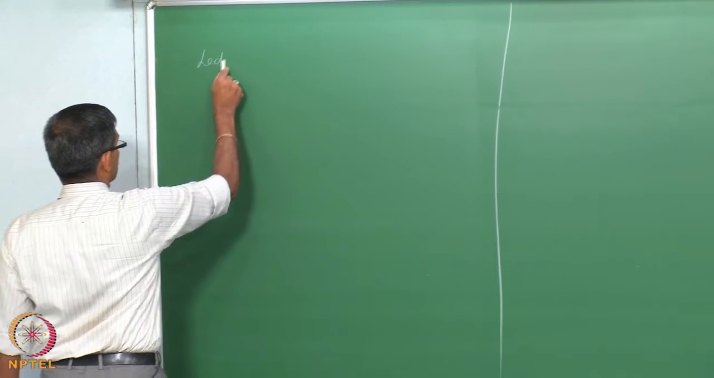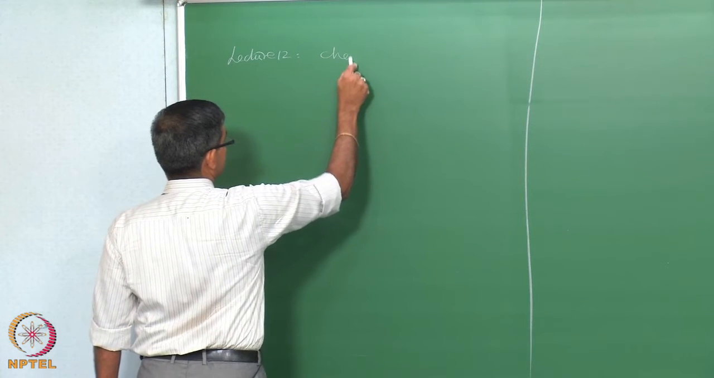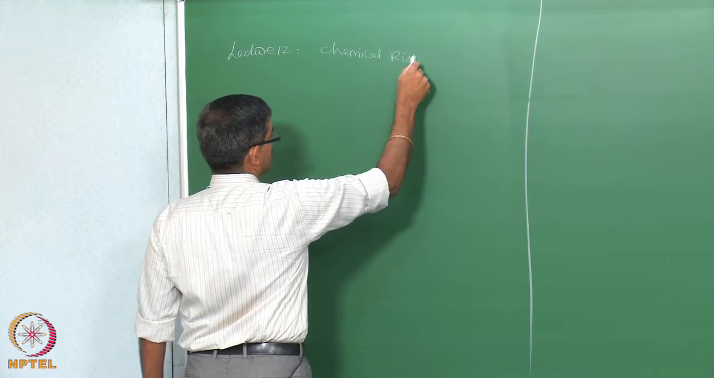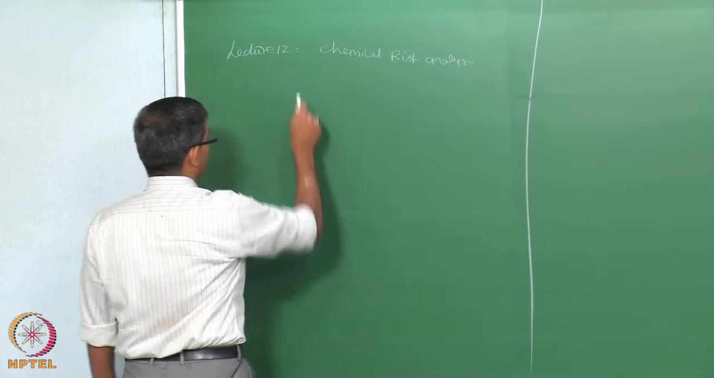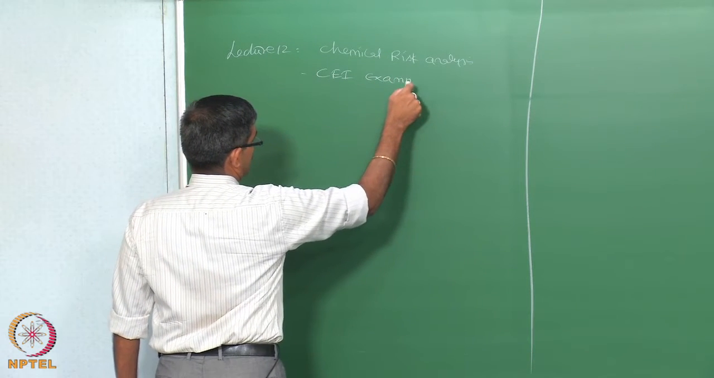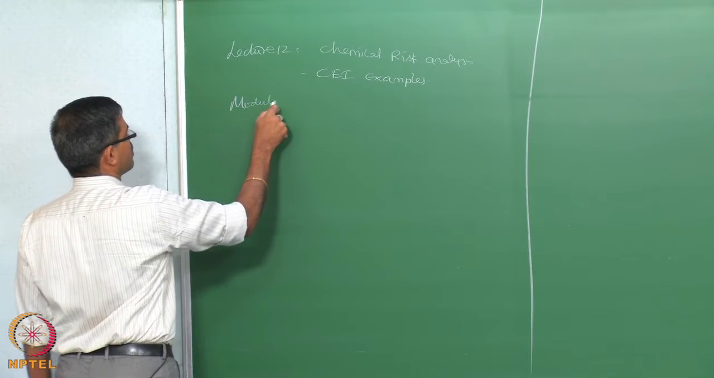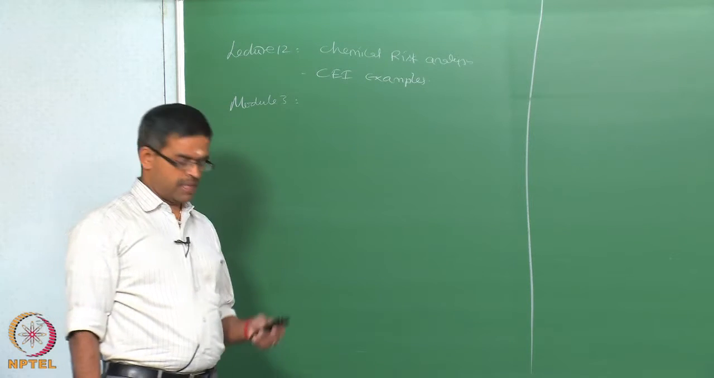Where we will talk about example problems on chemical risk analysis. We will talk about CEI examples in this lecture. This lecture is in module 3, where our focus is accident modeling, risk assessment and management.